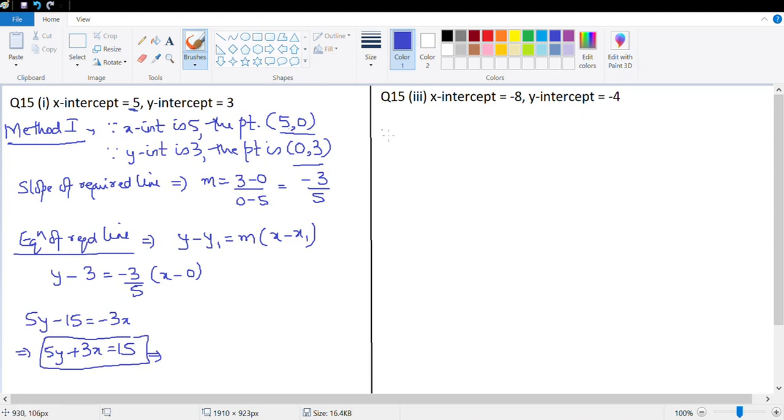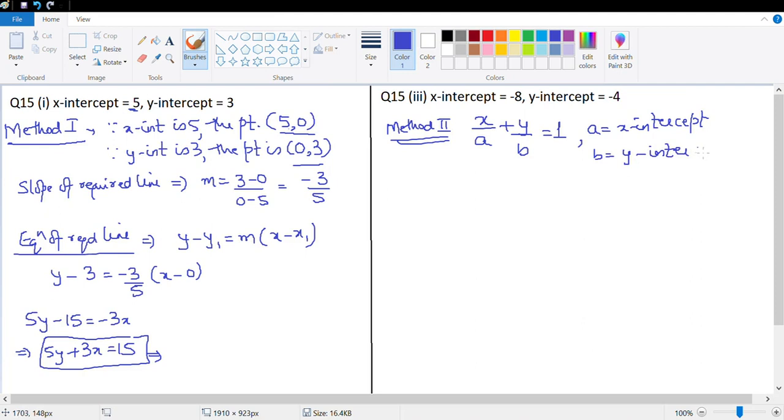Now let's do another question with method 2. In method 2, the only difference is you will have to remember a new formula, which is x upon a plus y upon b is equal to 1, where A is equal to x-intercept. I hope you remember this formula that we talked about in the beginning of the video, and B is equal to the y-intercept. So now let's substitute.